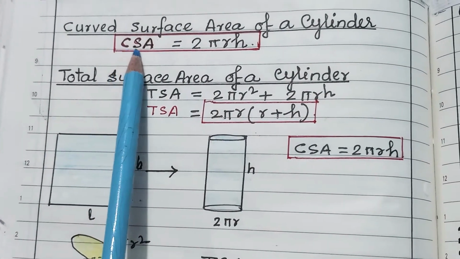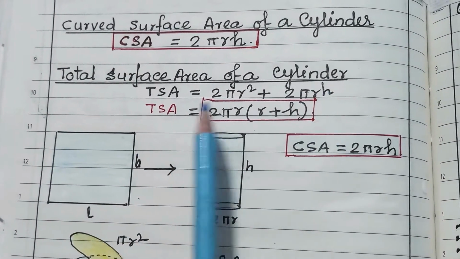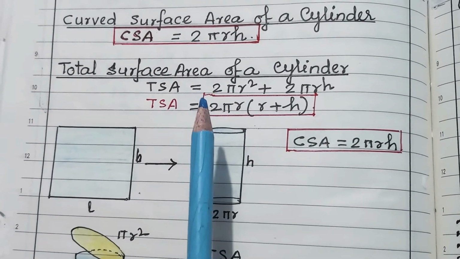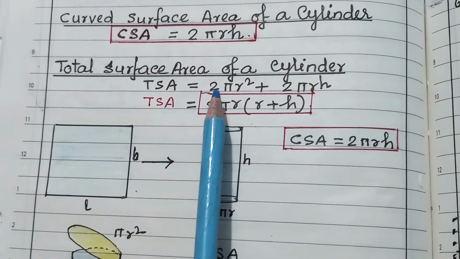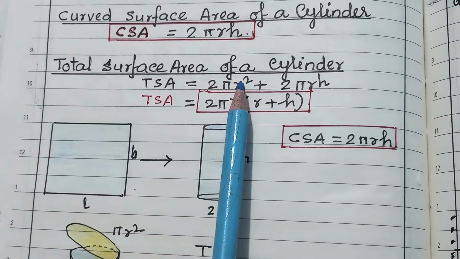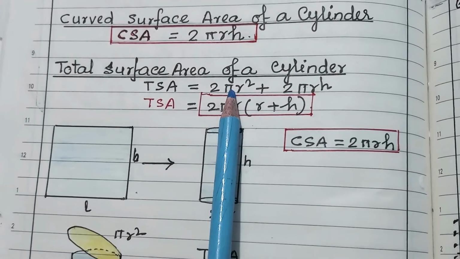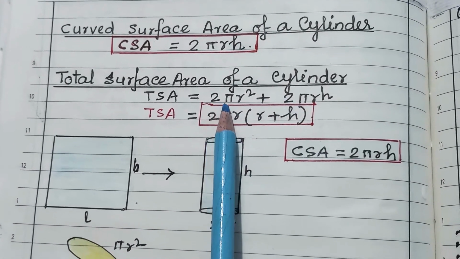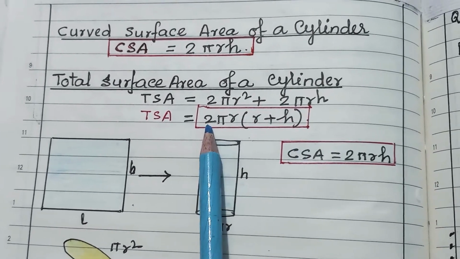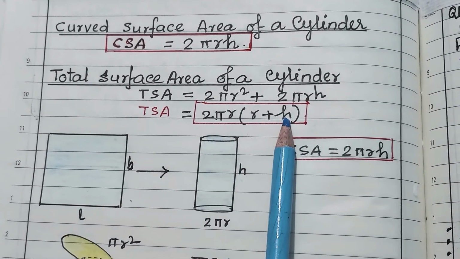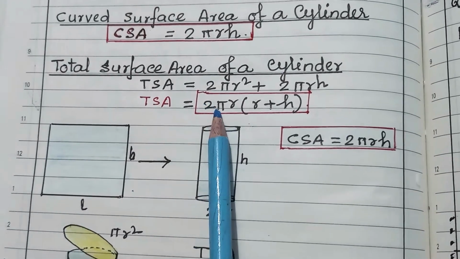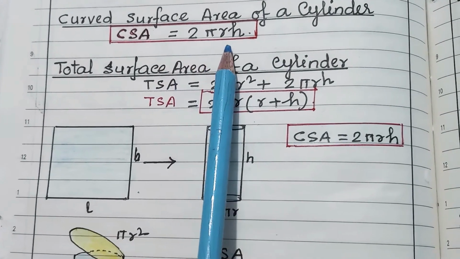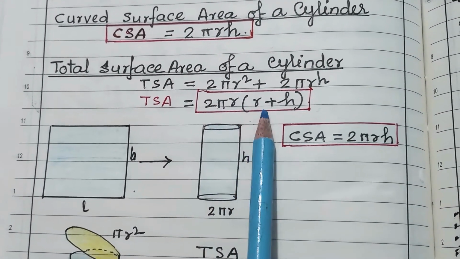In short, it is CSA. And the total surface area of the cylinder is 2 pi r square, because there are two circles, at top and bottom. One circle is pi r square, another one is also pi r square. So it is 2 pi r square plus curved surface area 2 pi r h. Now take common 2 pi r from these two. It is 2 pi r into (r plus h). It is TSA. You have to learn it. CSA is 2 pi r h, TSA is 2 pi r (r plus h).